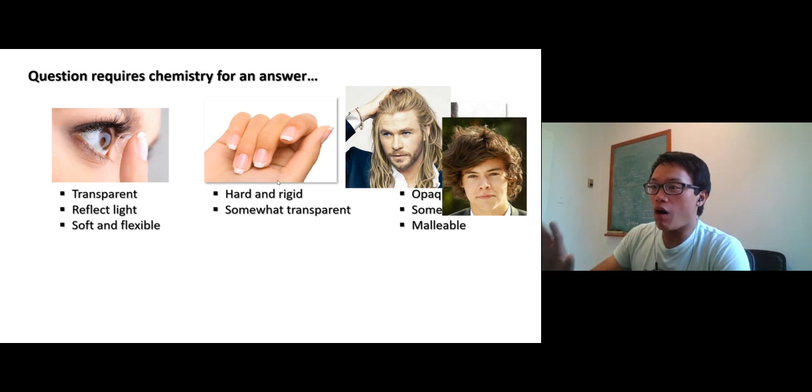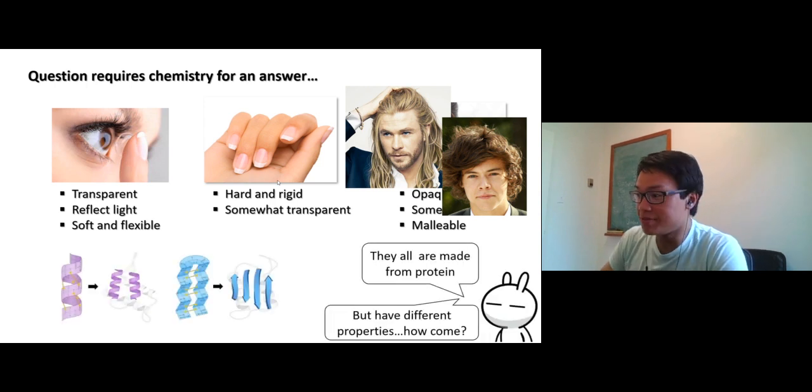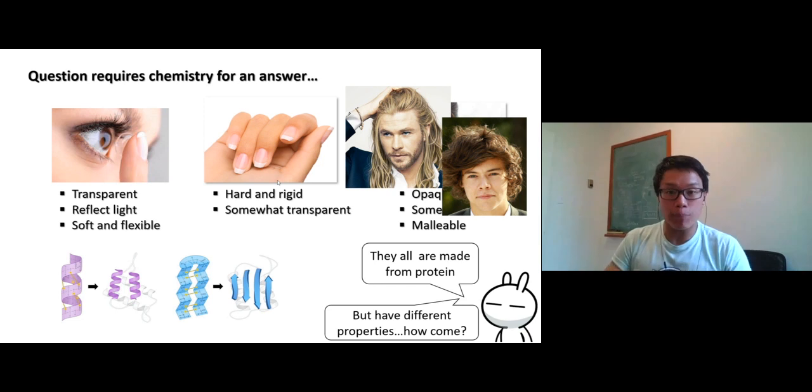Now, all these, lens, nails, and hair. Is it amazing if I say that all of these are made of the same stuff? They're made of protein. All of them are made of protein, and protein is made of amino acids, right? But they all have different properties. How does that work then? Chemistry can answer this, but I'm not going to answer it right now. We have a long way to go to be able to answer this.